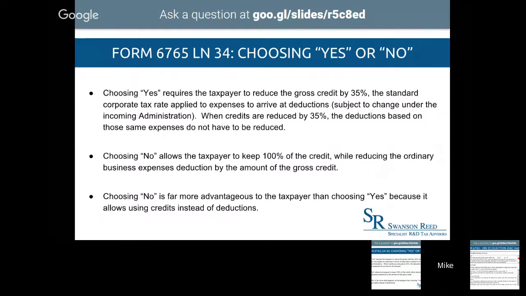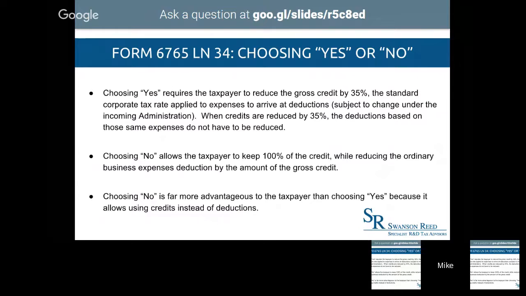On the other hand, if you pick no, that's where you're saying that you don't want those expenses to come out of your credit calculations. Instead, you want them to come out of your deductions. And so what happens is you leave them in your credit calculation at a full 100%. You don't reduce your credit calculation at all. Leave it at 100%. Whatever your gross was, that's also the net amount. But you have to take it out of your ordinary business expenses.